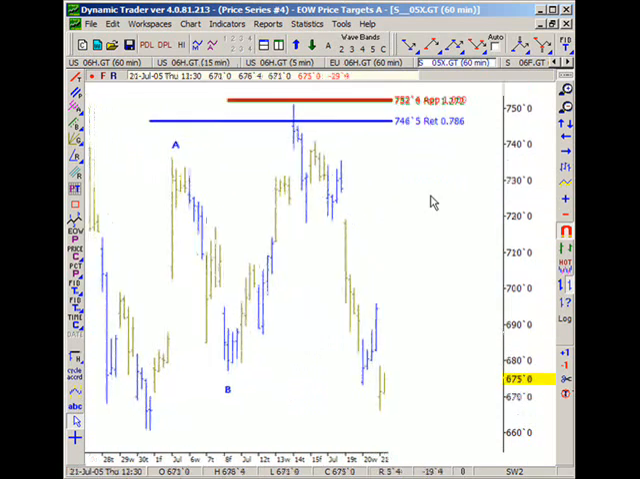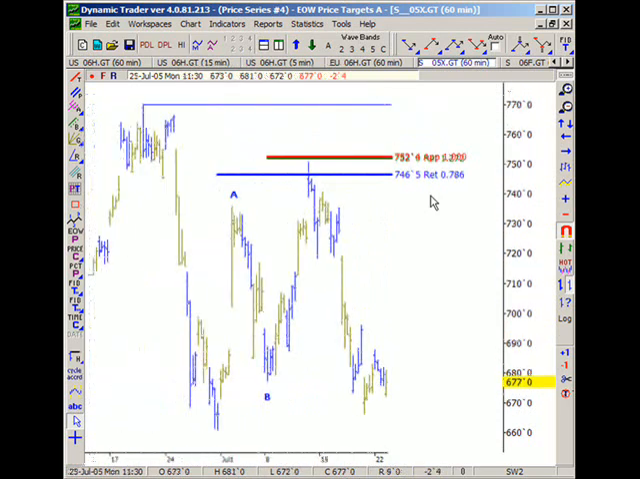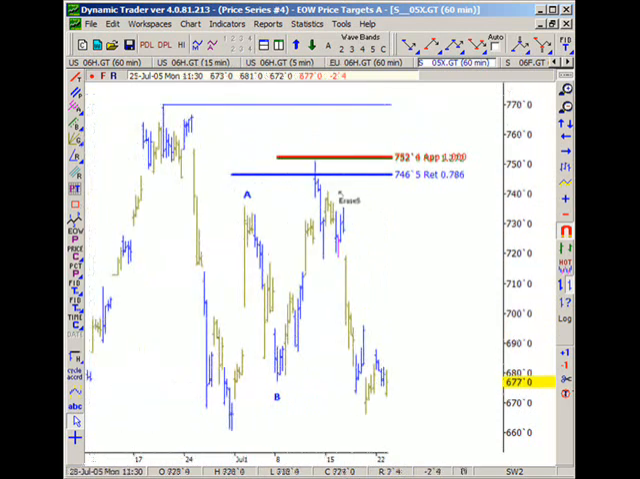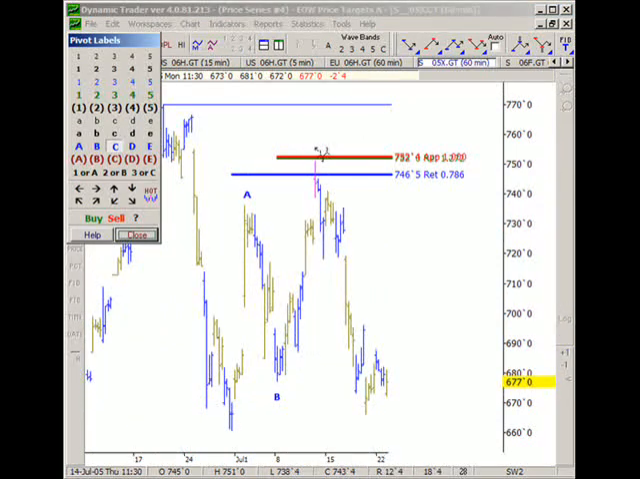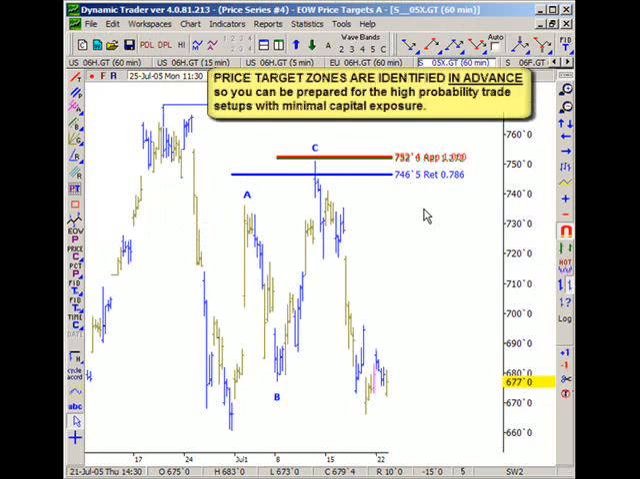It's starting down very strongly now. Very strongly, and this ABC correction was complete right in the target zone that we identified in advance, and that's what's important, is these target zones are all identified in advance. We don't know if the market's going to reach that target zone, but what we do know is that the conditions are in place to complete this three-section correction if the market does reach it.